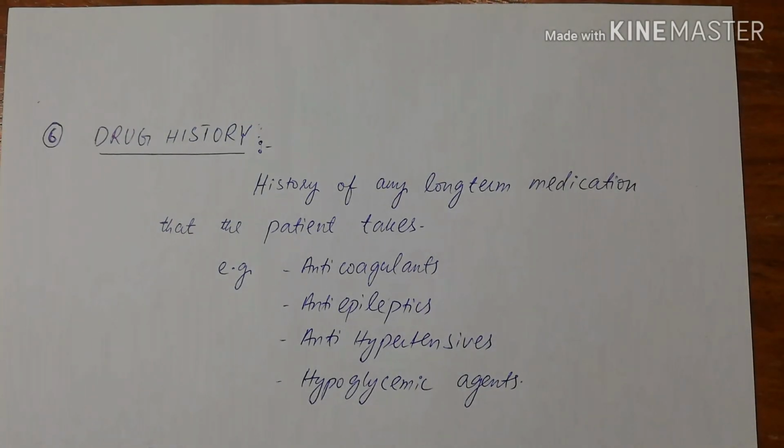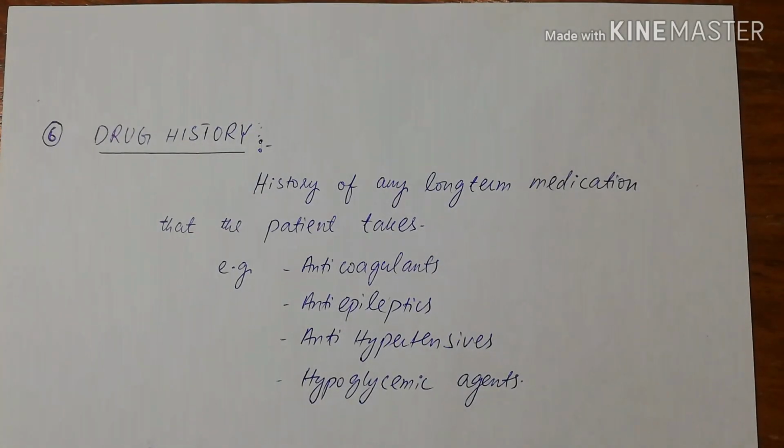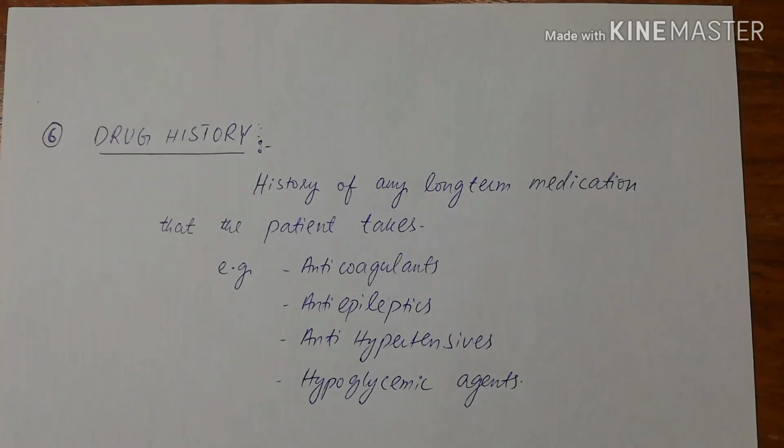After the past history, we ask about the drug history, and in this we inquire about any history of long-term medication that the patient is taking, like anticoagulants, anti-epileptics, antihypertensives, hypoglycemic agents, etc.